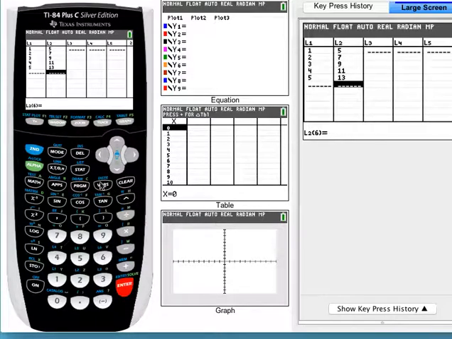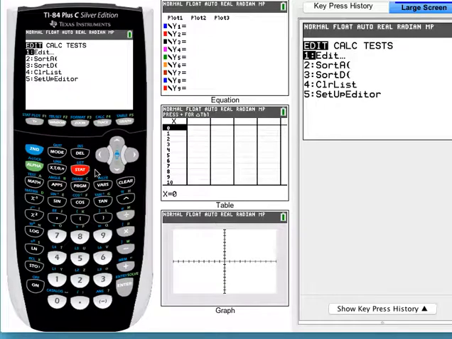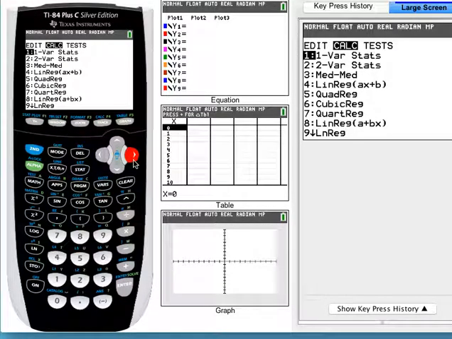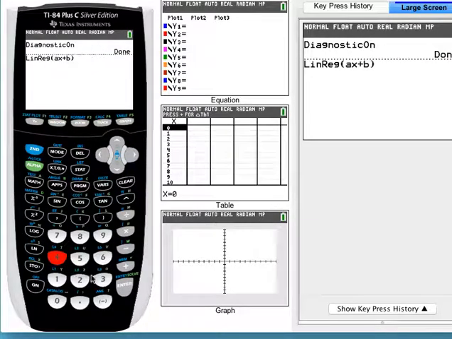Then for number 2, it says to hit Stat again. Then you hit the over arrow to Calc, and you're either going to hit 4 or 5. 4 is for linear and 5 is for quadratic. So since this first one is linear, let's hit 4 and enter.